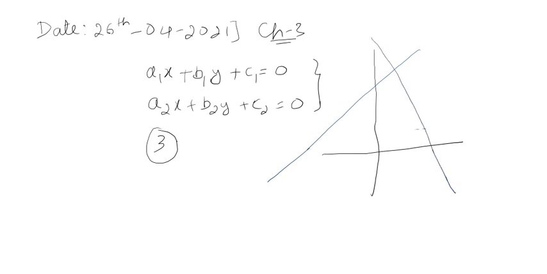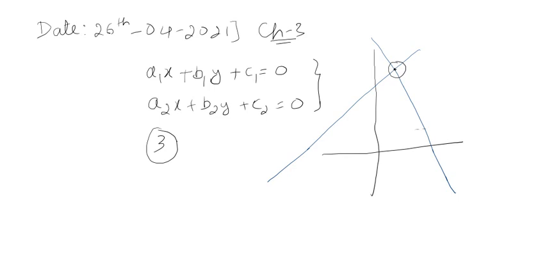It's possible on the same graph sheet. If I take the first equation, draw the line, a line can come like this. Second equation, line can come like this. And if you notice, the two lines cross at one point. Now this point is a solution for both the lines.